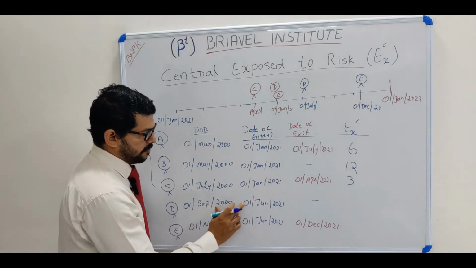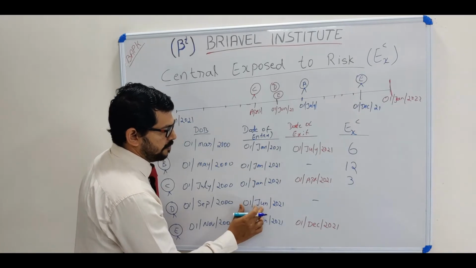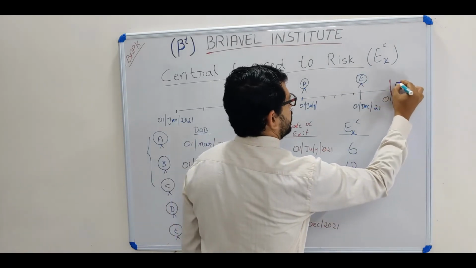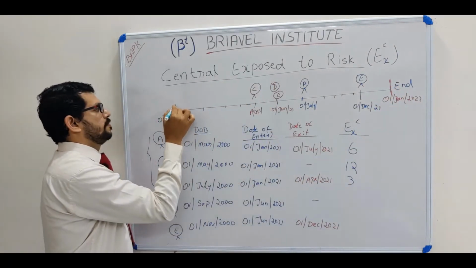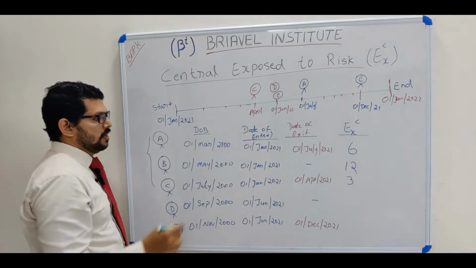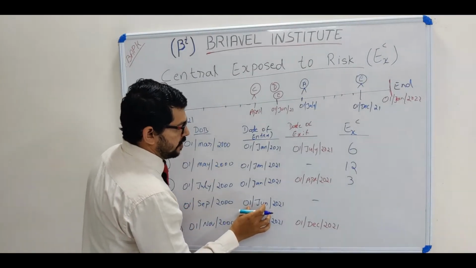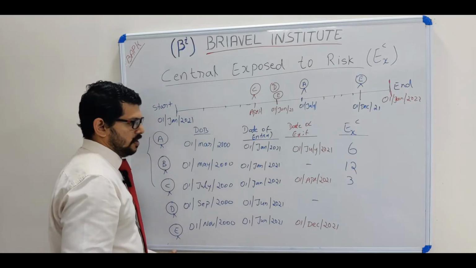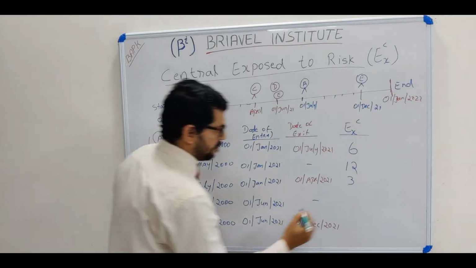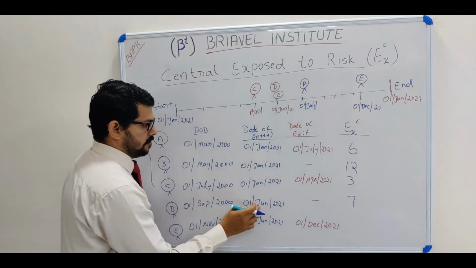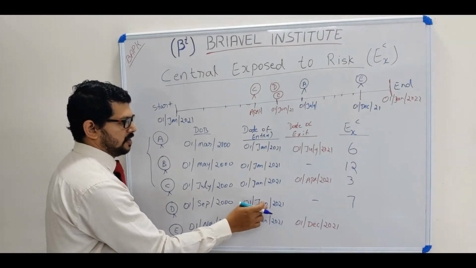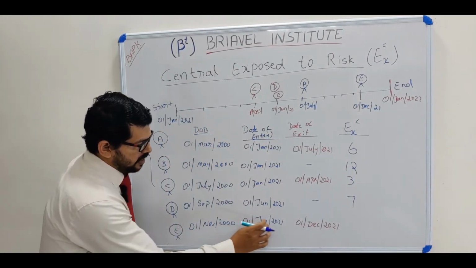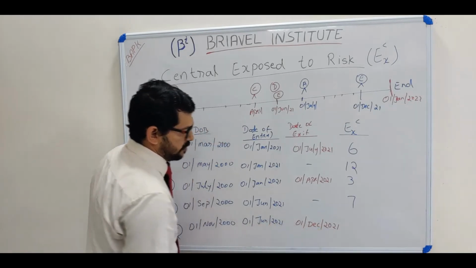And what about D, the fourth person? The fourth person entered on 1st June and continued up to the end of the observation. Here is the end of the observation, and the observation starts from here. So he entered on 1st June and completed the observation. How many months did he spend? He spent 7 months in the observation: June, July, August, September, October, November, December. And what about E? This fellow entered on 1st June and exited on 1st December.